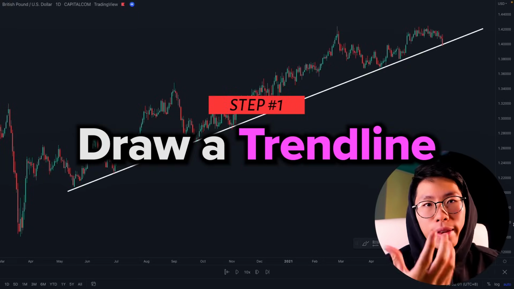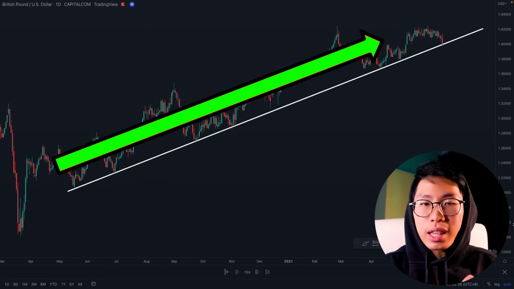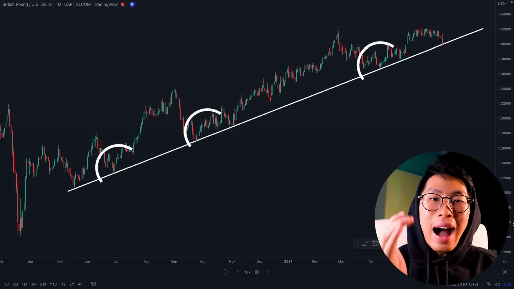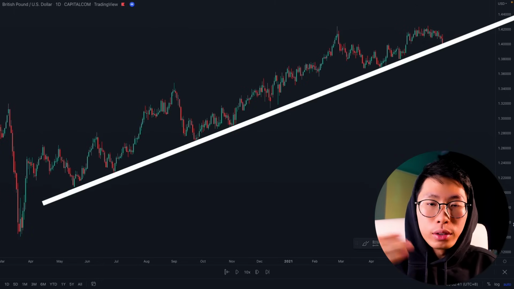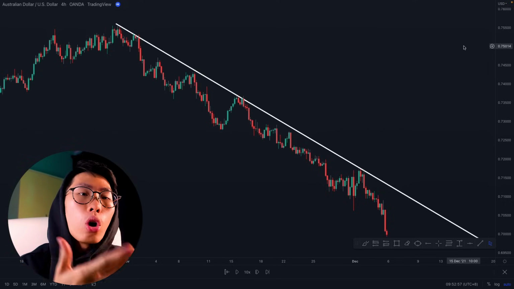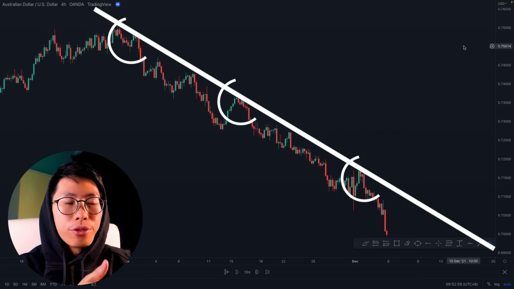Mind blowing. The first step is to draw a trend line, right? Obviously. In an uptrend just like this, you want to connect all the higher lows with your trend line too. In a downtrend, you want to connect all the lower highs with your trend line.